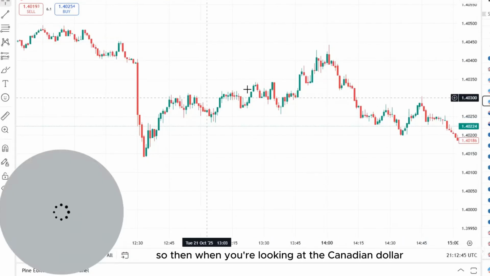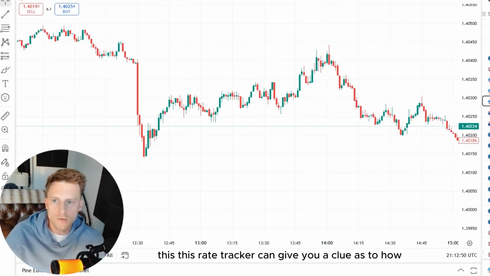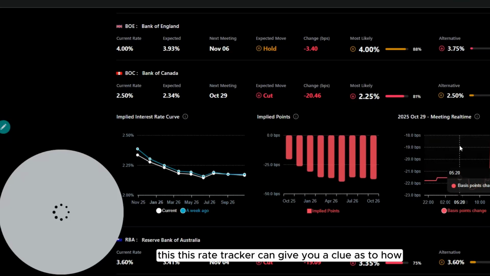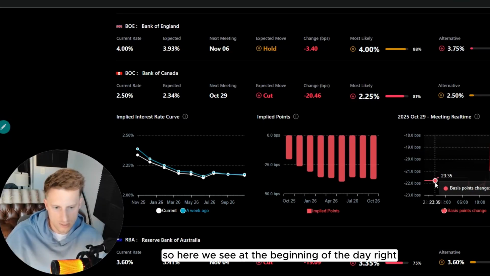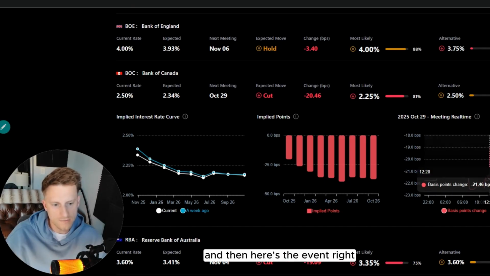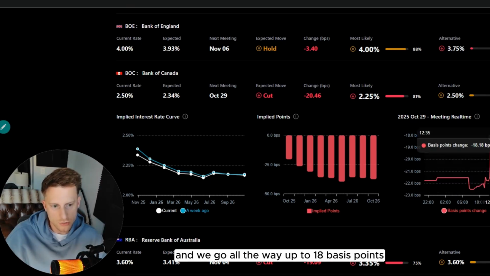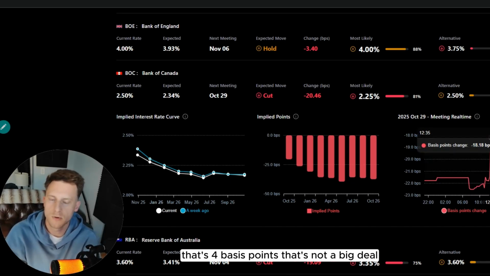So when you're looking at the Canadian dollar, for example, the dollar CAD, and you're looking to short it, this rate tracker can give you a clue as to how significant this news was. So here we see at the beginning of the day, it's around 22 basis points of easing priced in, and then here's the event, right around 12:30. We're at 21 basis points priced in, and we go all the way up to 18 basis points. Now, that's not that large of a move, right? That's 4 basis points. That's not a big deal.